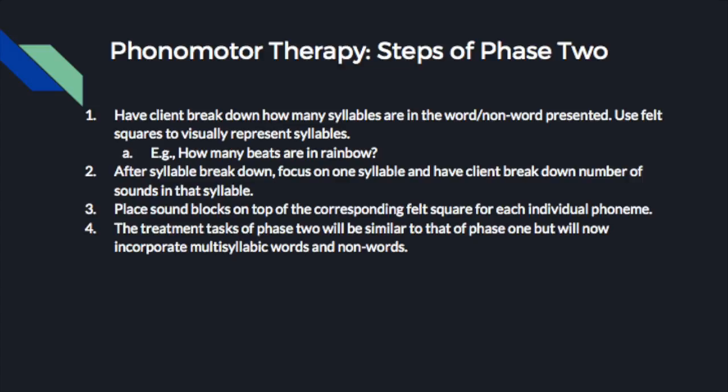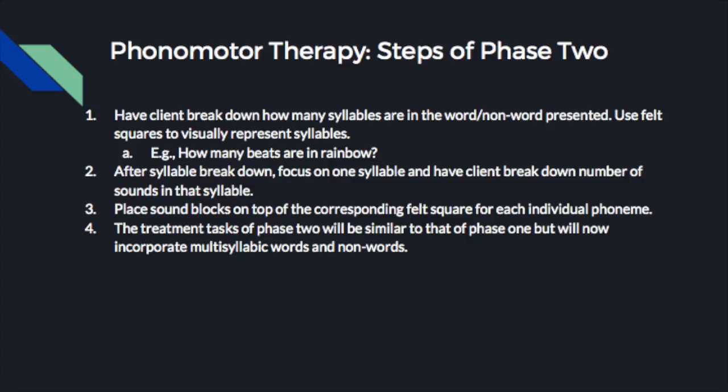So for example, you're going to ask your patient, how many beats are in rainbow? You're going to model by clapping your hands or tapping on the table to break down the syllables. You're going to place 2 different colored felt squares to represent each syllable. After syllable breakdown, focus on one syllable and have the client break down the number of sounds in that syllable. Place sound blocks on top of the corresponding felt square for each individual phoneme.